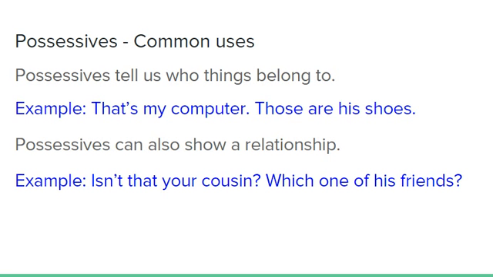Possessives can also show a relationship. For example, isn't that your cousin? Which one of his friends?